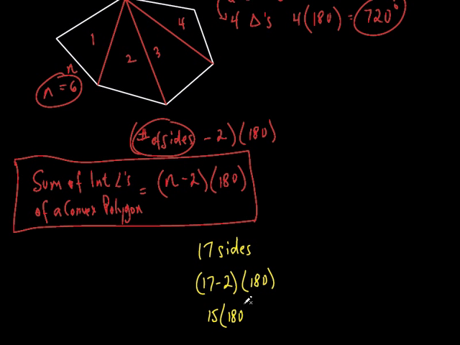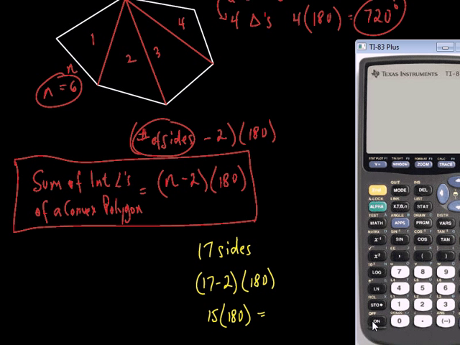And that's going to give you the sum of the angles inside of a convex polygon with 17 sides. I don't know what that is off the top of my head, so let's see. It's 15 times 180, and that's 2,700 degrees.